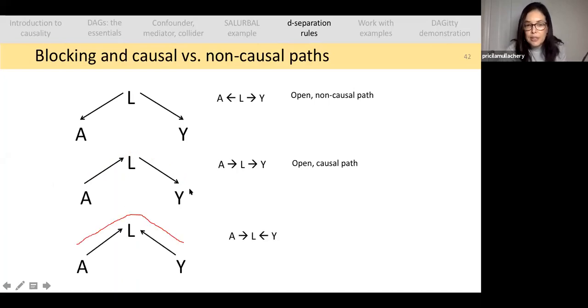The third path that we're going to see is the collider. In this case, L is the collider variable on this path from A to Y. And this path is blocked because L is a collider. So on this path, it's already closed. I don't need to adjust for anything. It's already adjusted for.